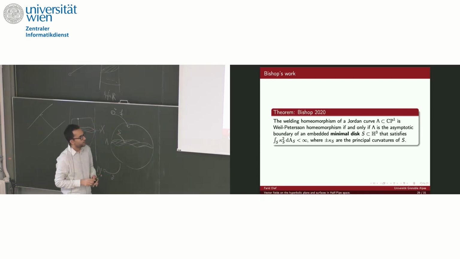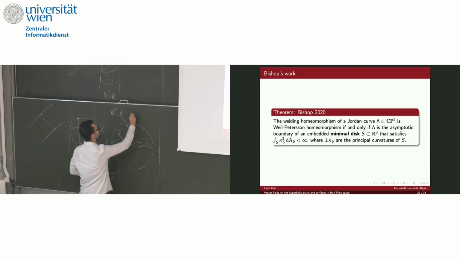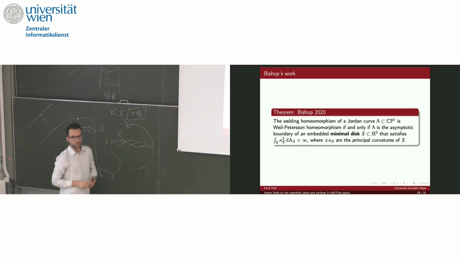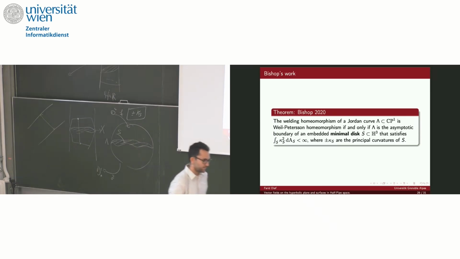This is a minimal disk, S. And our result is somehow the infinitesimal version of this using another geometry, which is actually easier. Because there are two principal curvatures, plus and minus kappa S, but the square is well defined. Minimal means the mean curvature is zero, vanishing, so plus and minus kappa S are the principal curvatures.